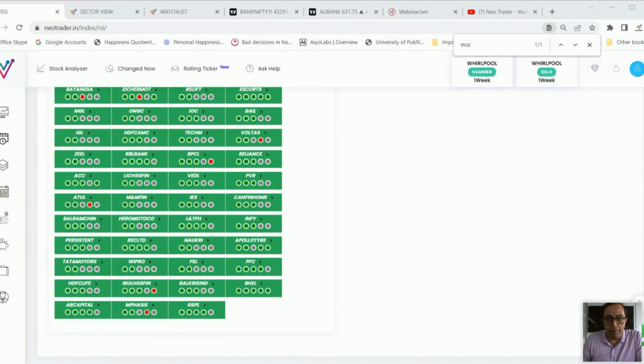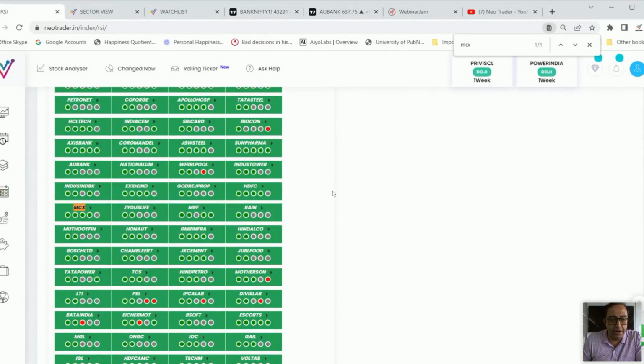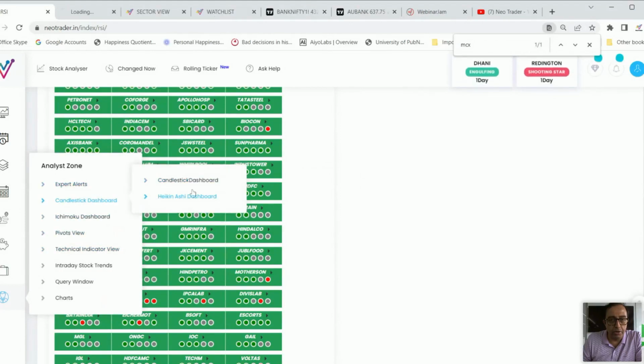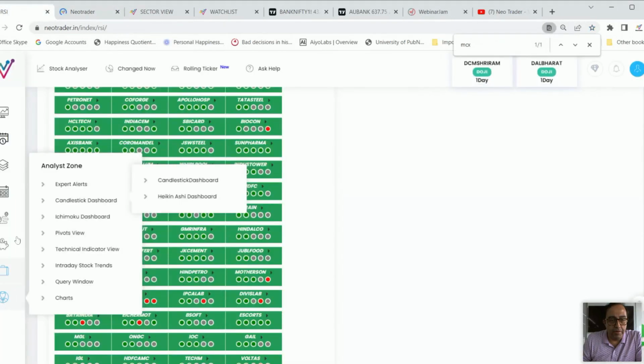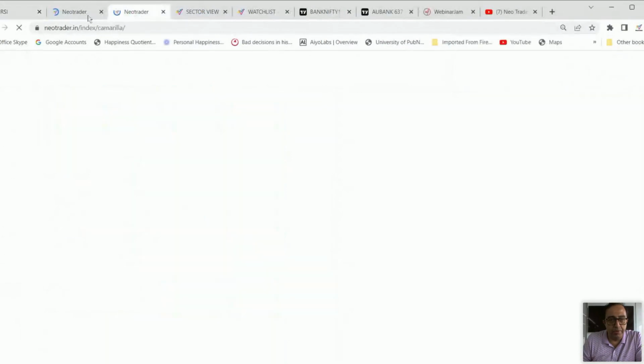So now what are we going to do? We are going to evaluate these stocks. How are we going to evaluate? We will go and take a look through the candlestick dashboard, and we will also open the Camarilla pivots. These are the two pages which we are going to open.